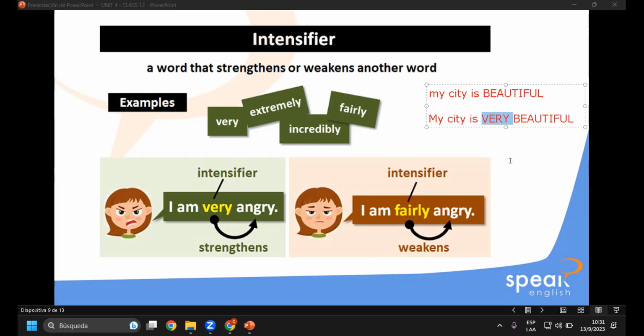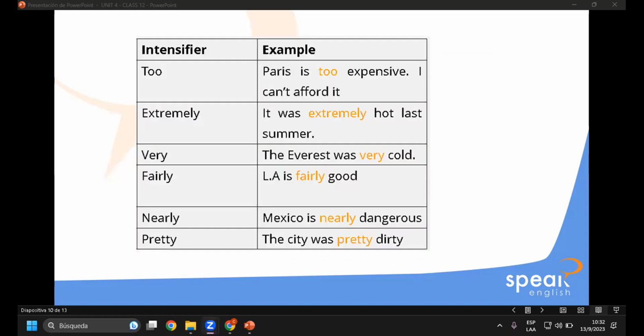And there are different intensifiers that we can use. I'm going to share some intensifiers, but you just have to remember, guys, the position of the intensifiers. The intensifiers always go before the adjectives, okay? And we have some intensifiers that can change the meaning into a positive sentence or into a negative sentence. Let's see some examples.